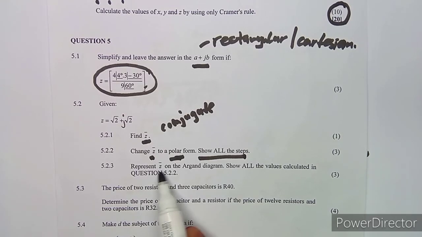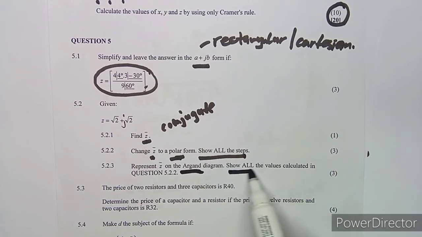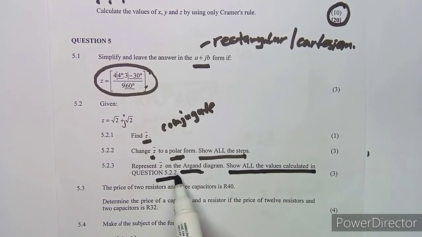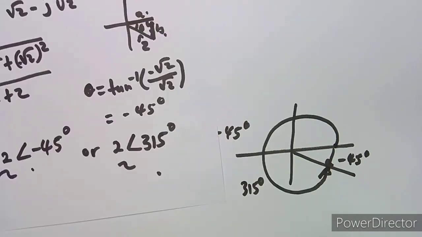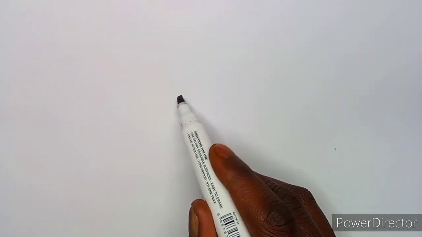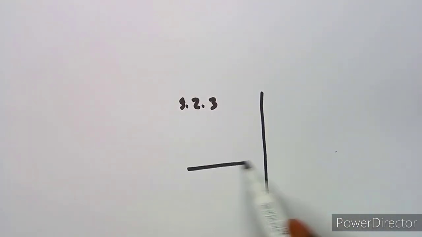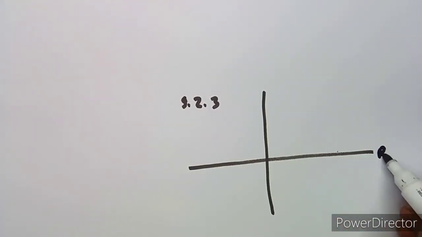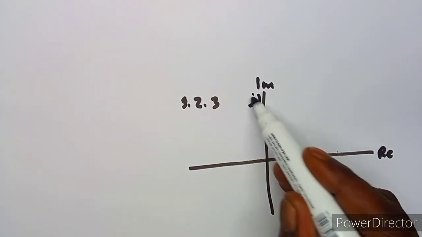Now represent that polar form, which is the complex conjugate, on the Argand diagram. Show all the values calculated in question 5.22, which means we need to show the angles and whatever we had. So this is 5.23. Let's just put this aside. Remember, this is your real axis and this is your imaginary axis, the one of j.